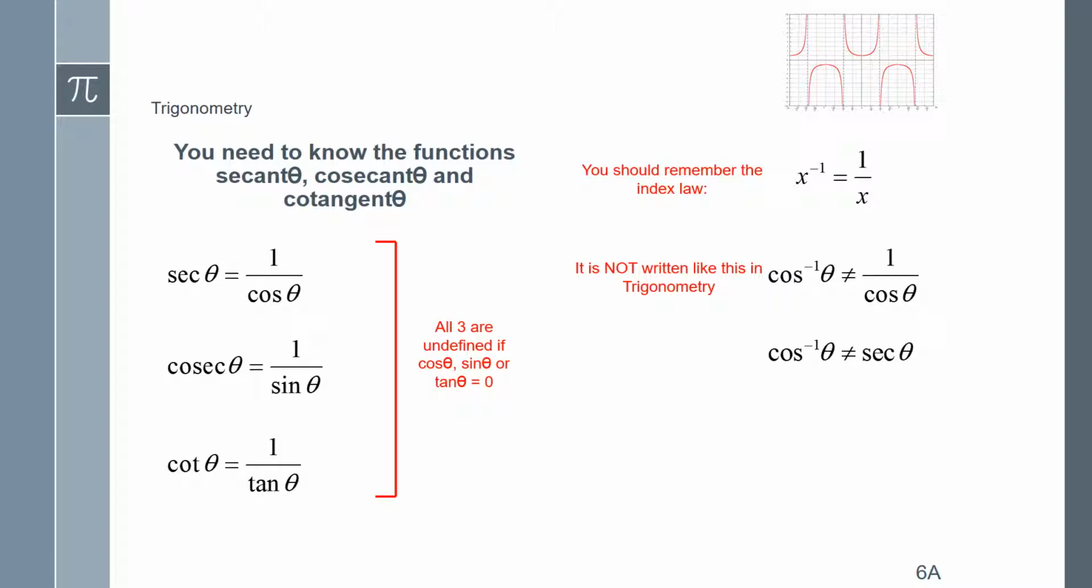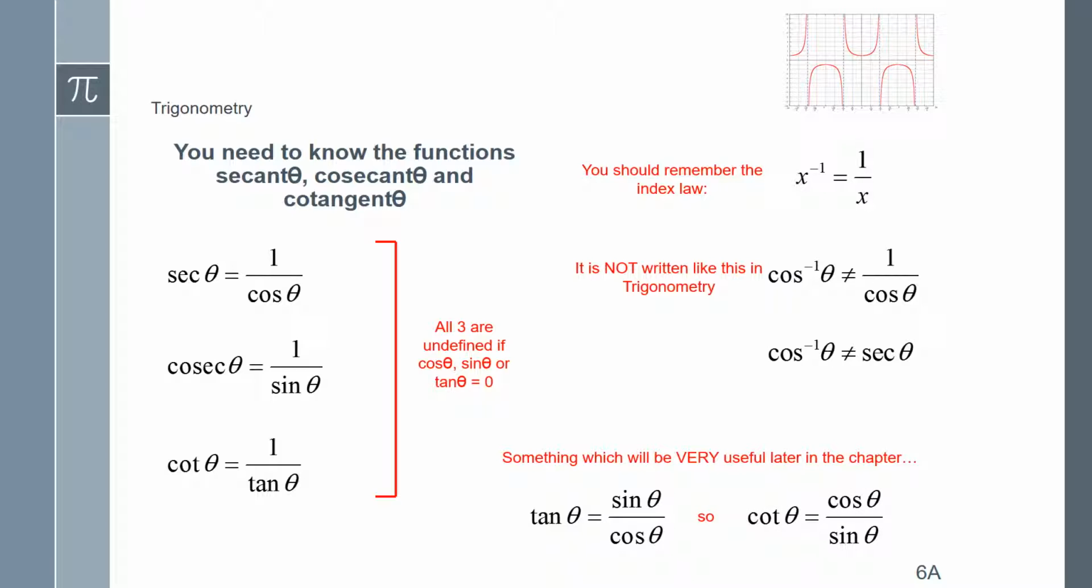So cos to the minus 1 theta is not the same as sec theta. Sec theta is 1 over cos theta, or cos theta to the minus 1, but cos to the minus 1 theta is the inverse cos of theta, or arc cos theta. And something that will be very useful later on, tan theta is sine theta over cos theta. We should know that from our C2 work. So therefore cot theta is cos theta over sine theta, the reciprocal of it.